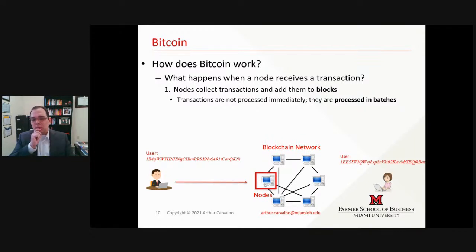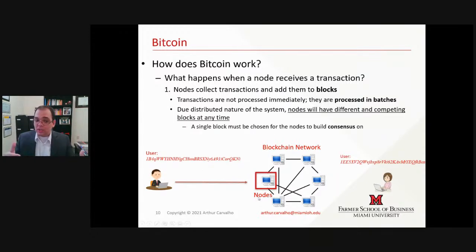But now we have problems. Think about the blockchain network. The first computer can be here in Oxford, Ohio. Another one can be somewhere in Russia. Another one in China, India, South Africa, Brazil, and the list goes on. Now, we have issues because these computers will have different blocks. At any time, we can have hundreds of people sending transactions to different computers. Now, these different computers will naturally have different blocks with transactions.